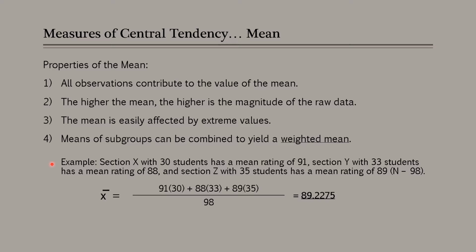So the mean of Section X, which is 91, multiplied by the number of students of Section X, 30, is added to the mean of Section Y of 88, multiplied by the 33 students, and added to the mean of Section Z of 89, multiplied by the 35 students in Section Z, all divided by 98, or the population of the sample, to come up with a mean of 89.2275.